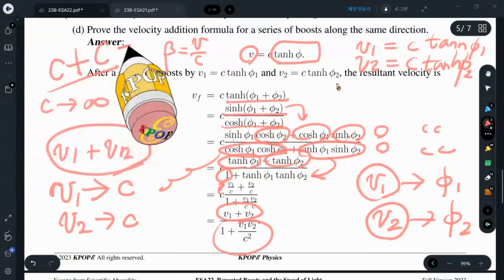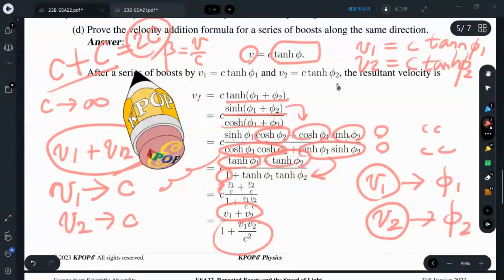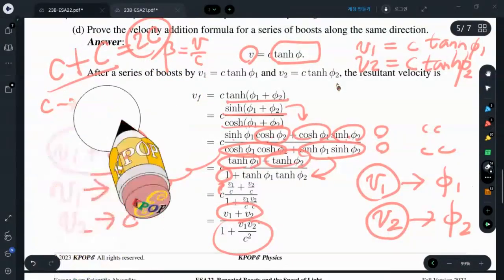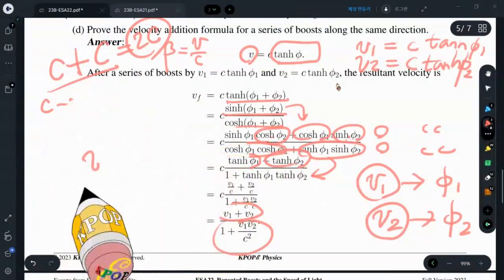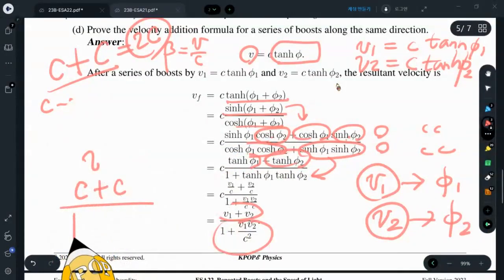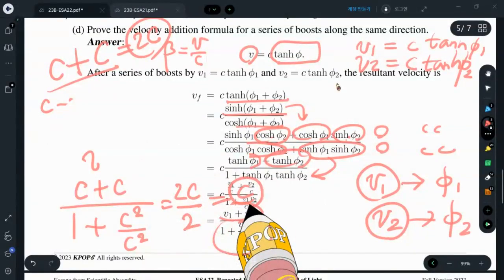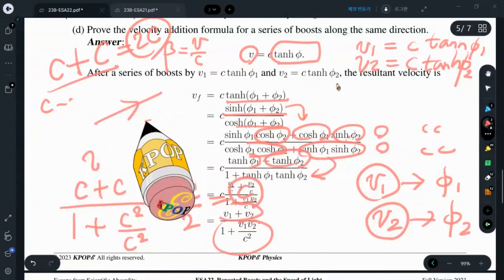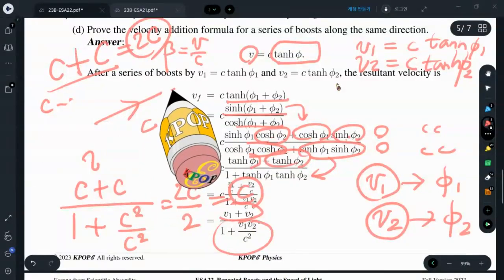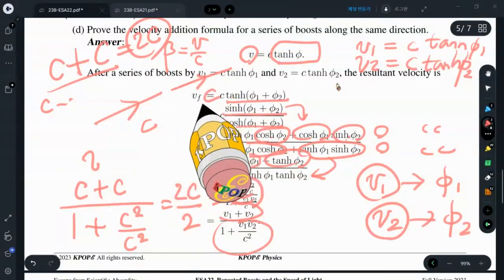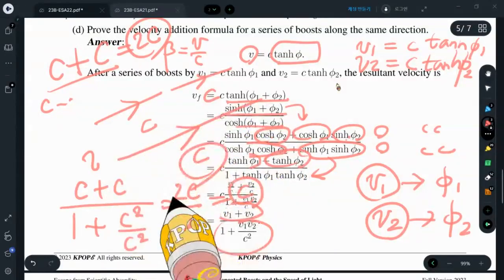If you just add these two numbers, it should be 2c, two times the speed of light. That never happens. Why? Substitute. Your answer is c plus c divided by 1 plus c squared over c squared, which is 2c over 2, equals c. Even if you are flying at the speed of light, and on top of that you fly at the speed of light, you are still moving at the speed of light. It looks illogical, but that is the fact.